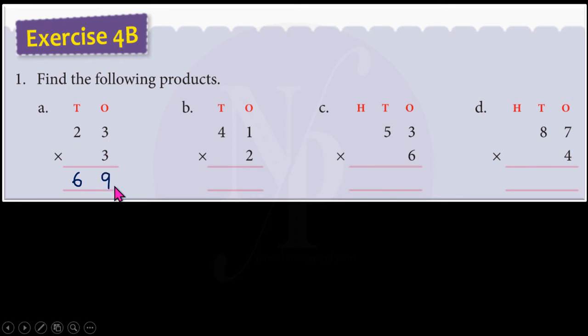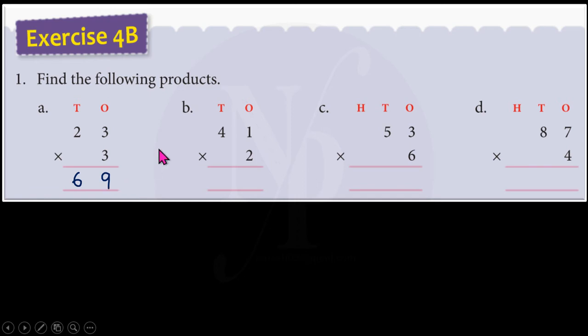As we know the names of these, while multiplying two numbers, the first number which is being multiplied is called the multiplicand, and the number by which we multiply the other number is called multiplier, and the result or the answer we get after multiplying two numbers is called the product. So here 23 is multiplicand, 3 is multiplier, and 69 is the product.